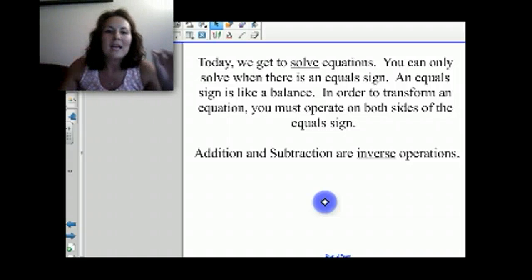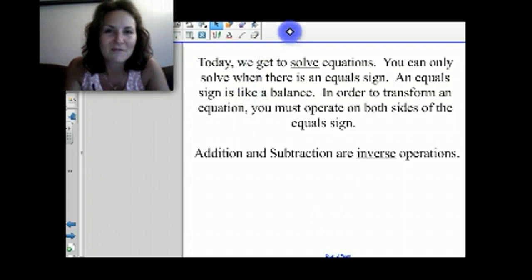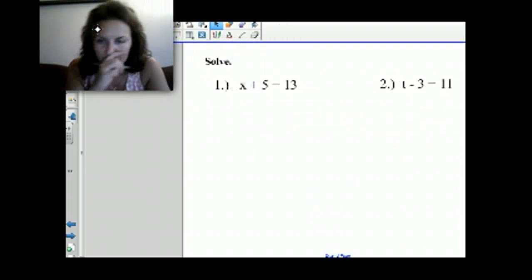Okay? Addition and subtraction are what we call inverse operations. Addition will undo subtraction, and subtraction will undo addition. So, I capitalized those. That's how important it was. Here we go. Next page.